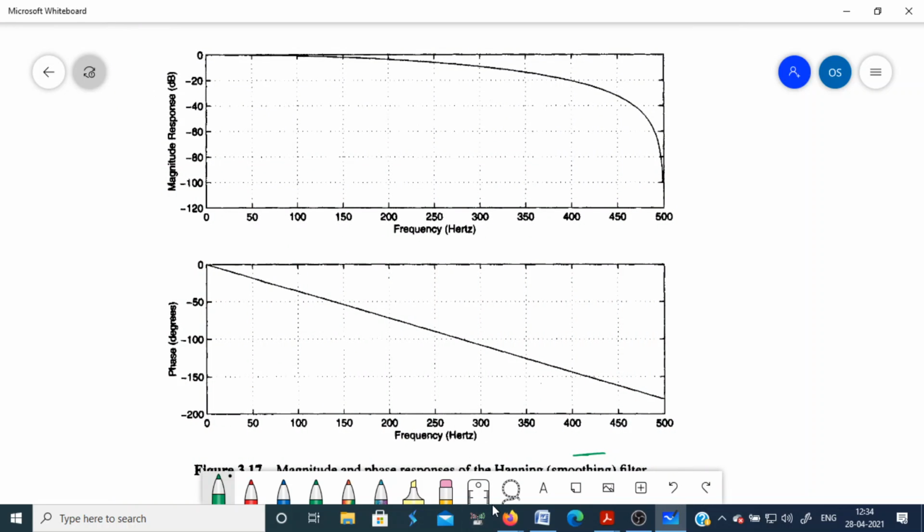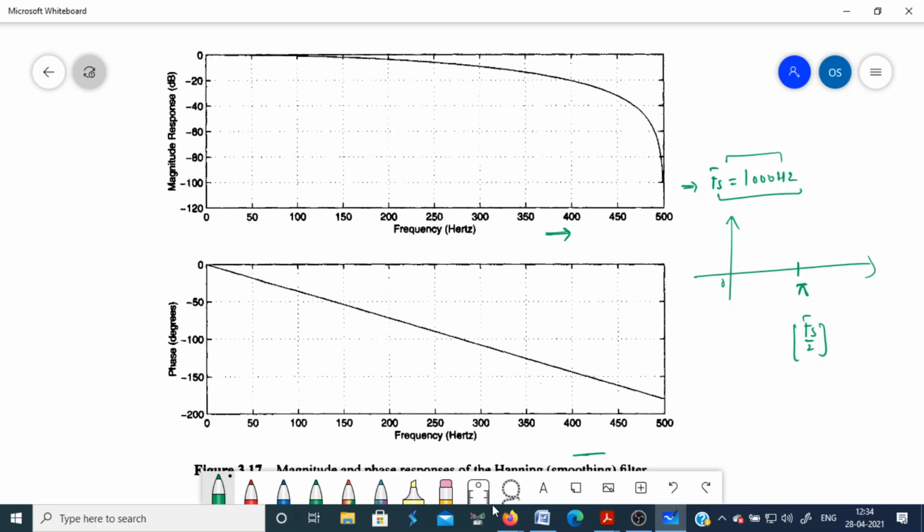So from this response, what you can see, this is in dB scale. So 0 to 500, they had plotted it. It means your sampling rate is basically 1000 hertz here. We generally plot it in terms of omega from 0 to pi, and this frequency pi in the continuous or analog domain corresponds to the frequency fs by 2. That's why we have plotted it from 0 to 500. So 0 to 500 means we have a sampling rate of 1000.